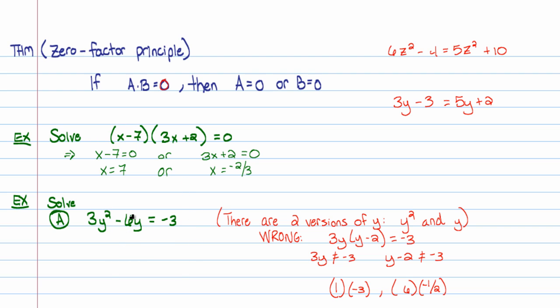So if you have two different powered versions of your variable, move everything to one side. So in other words, add 3 to both sides. I'll do that in purple here.